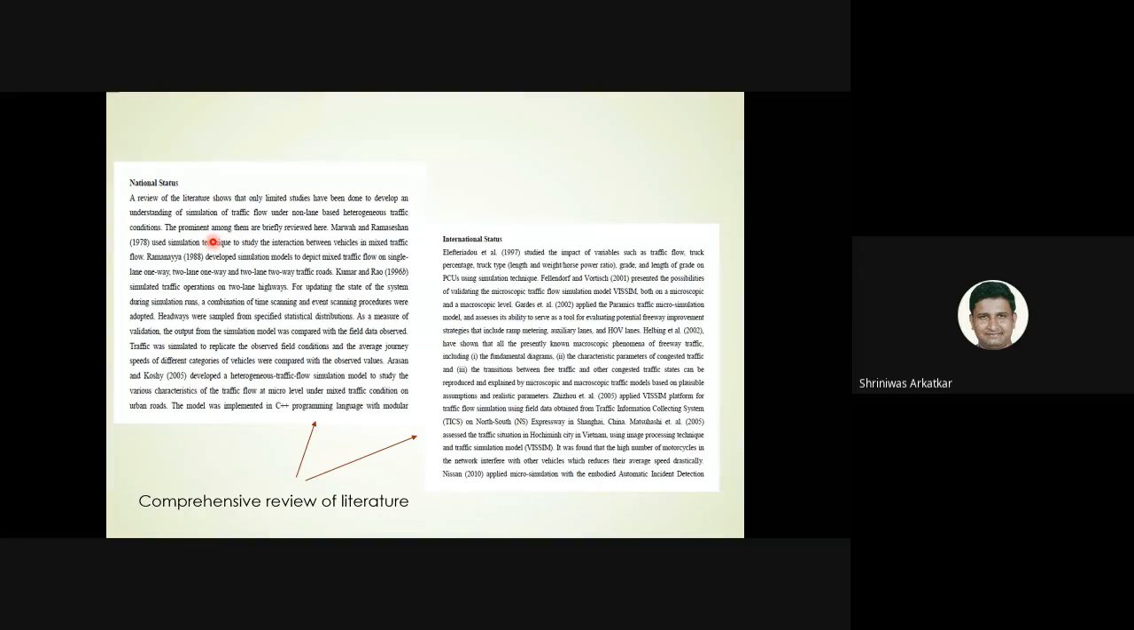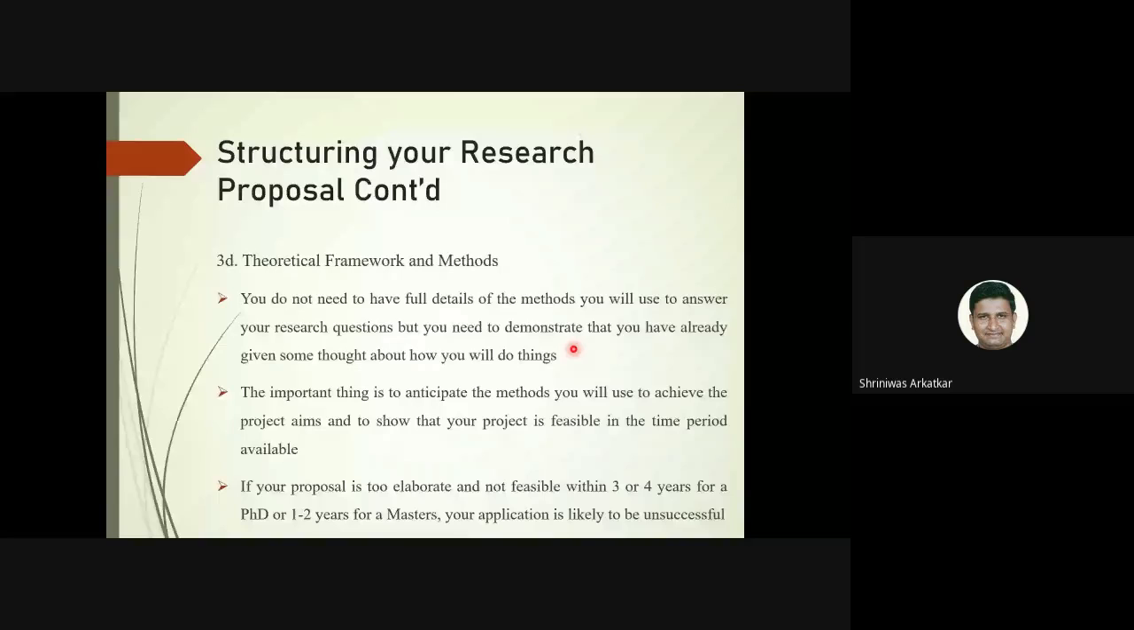Okay, I will not read this language, because you can also read it when the slides are available with you. So for theoretical framework and methods, you do not need to have full details of the methods. Right now in your proposal you should have some idea of what you will use to answer your research questions, but you definitely need to demonstrate that you have already given some thought to those things which are going to be useful for your theoretical framework.